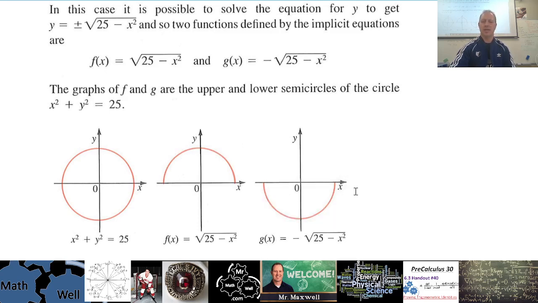Remember the test for functionality there, if it's a function, it'll pass the vertical line test, right? So on the left here, this is not a function because it does not pass the vertical line test, it touches twice. So not a function, y is not a function of x. But these are functions. Notice the notation. This is function notation. Okay, what's the whole point?